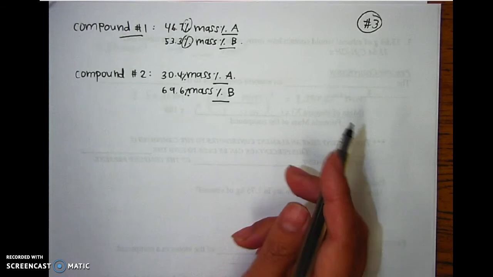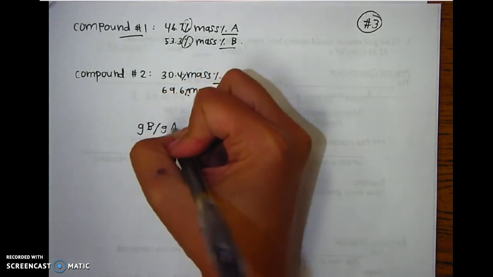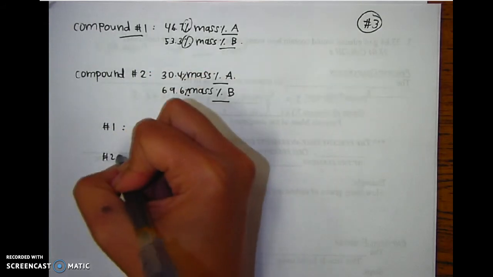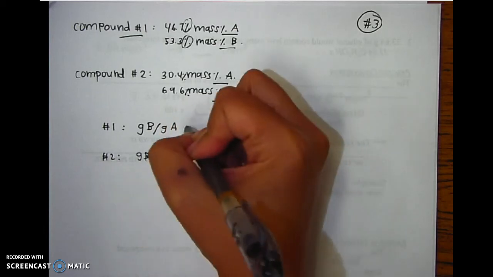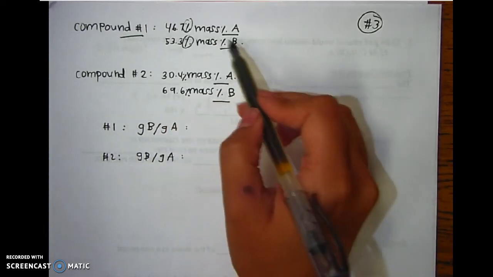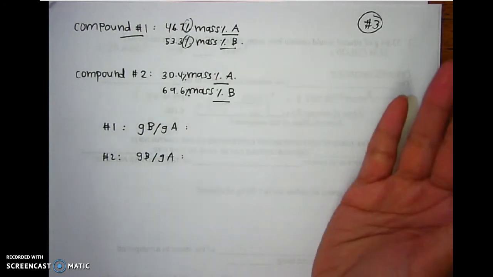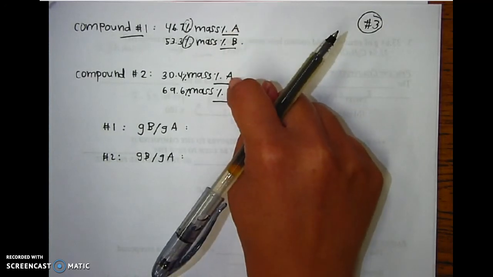And the order that you guys want to remember is you always want to do grams of B divided by grams of A. And I'm going to do that for compound 1. And then for compound 2, same thing. I'm going to do grams of B divided by grams of A. Okay. And the purpose of this step is you're trying to figure out how many B's you have for every A. So the A's you want to get down to 1 by dividing it out in that order.